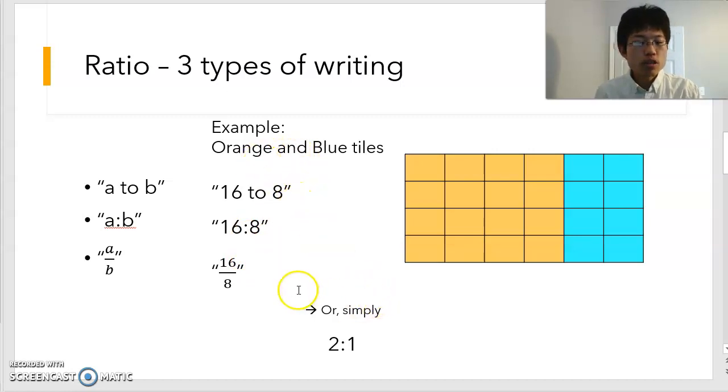Now you can simply write 16 over 8 or 16 colon 8 as 2 to 1. It's the same ratio, but written in simpler values, just like you make your fraction as simple as possible, right?